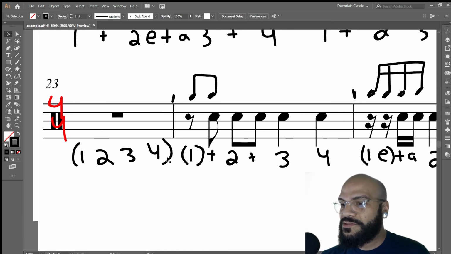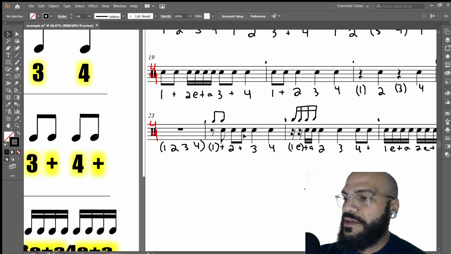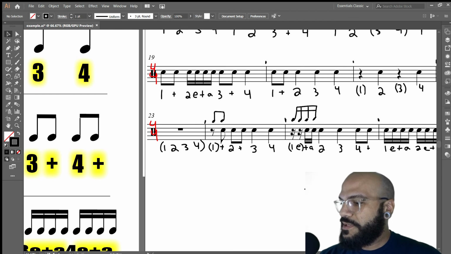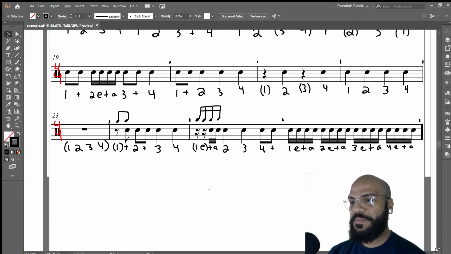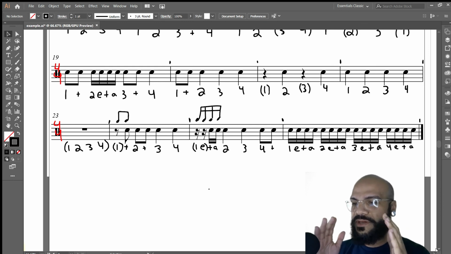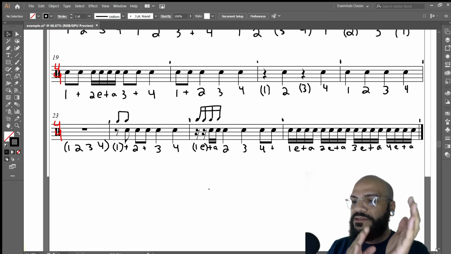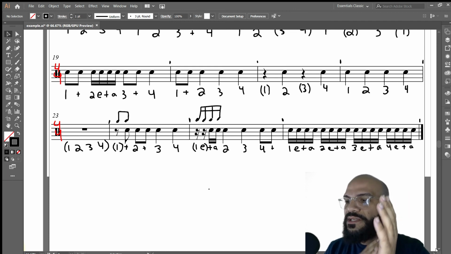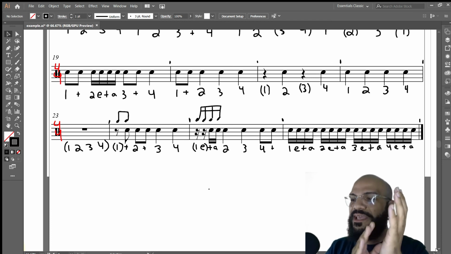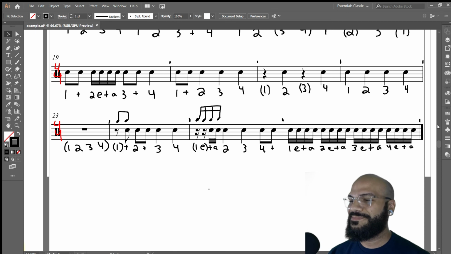Okay, so here we are. We're scooted back to the beginning of this section, to the beginning of line 4, and we're going to play all of line 4. Here we go. 1, 2, ready, and 1, 2, 3, 4. 1 and 2 and 3, 4. 1 E and a 2, 3, 4, and 1 E and a 2 E and a 3 E and a 4 E and a stop.